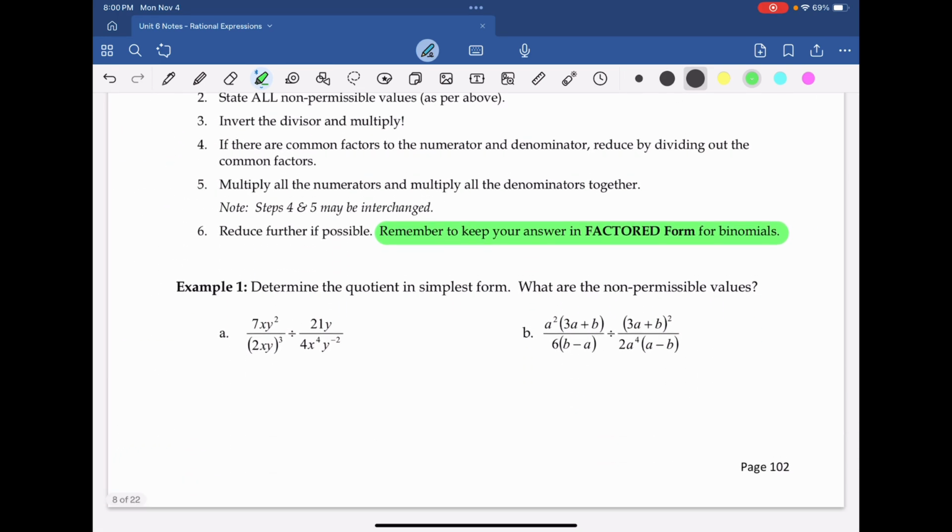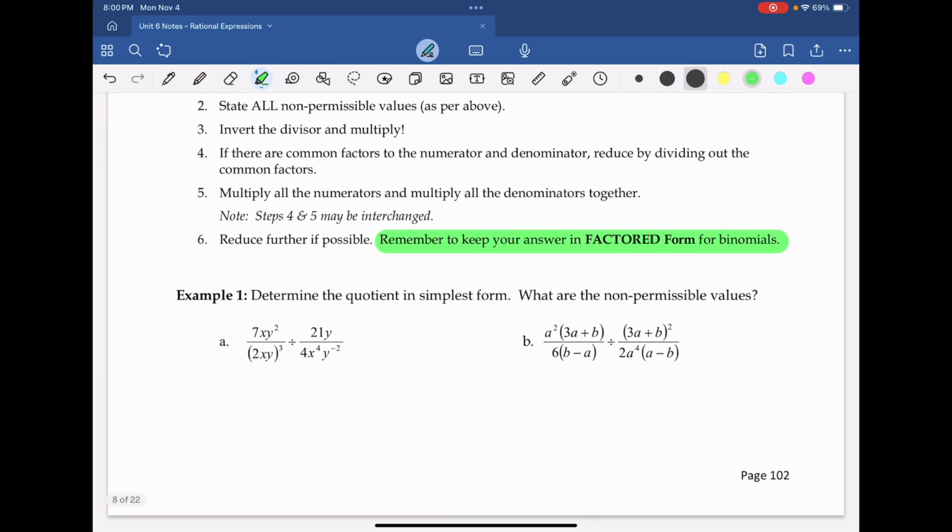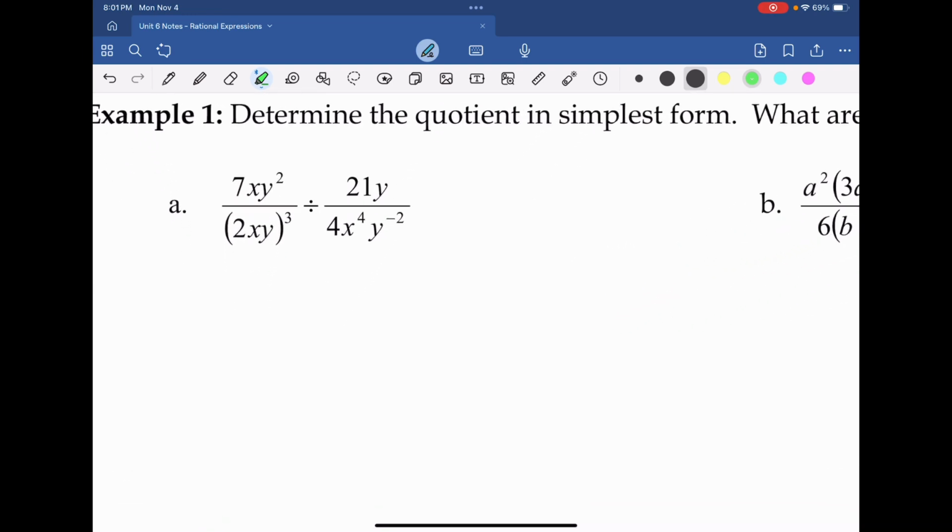Now, let's take a look at example 1 where we're going to look at a quotient in its simplest form and what are the non-permissible values. Starting off with a couple monomials together, what I'm going to do is just to make this a little nicer, I'm actually going to bring this y to the negative 2 upwards like this. And the reason I'm going to do that is because I know that 1 over y to the negative 2 is the same as saying y to the positive 2 in the numerator.